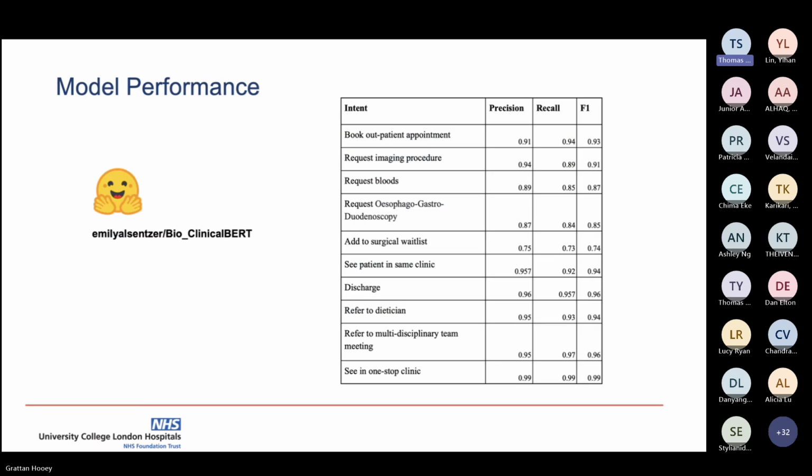This is kind of a table describing the performance of the model so far. So we're detecting a number of categories of intents. So things like discharge, referring to dietitians, adding to the surgical waitlist, request for bloods, imaging procedures, etc. The performance is reasonably high.